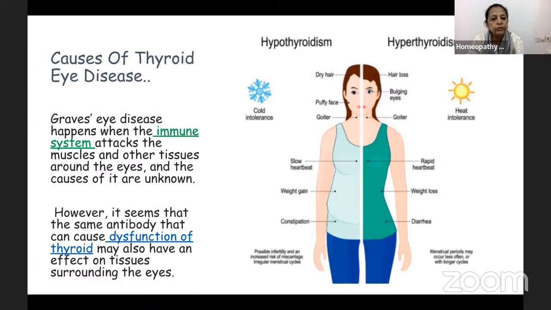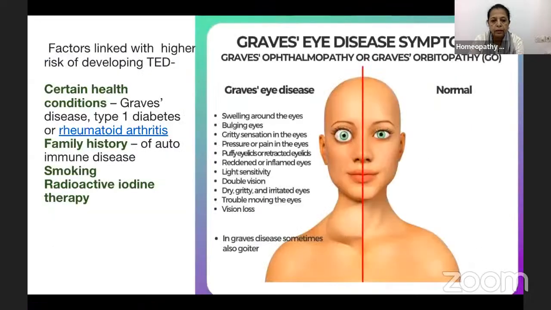Now, in thyroid eye disease, the most common eye signs and symptoms are usually seen in hyperthyroidism, also known as Graves' eye disease. To start with, there is a symptom of pain in the eye. Usually, whenever there is movement of the eye, there is pain just behind the eyeball.